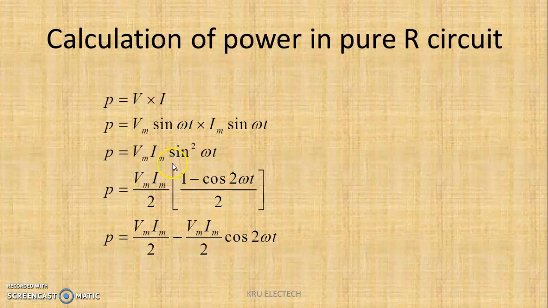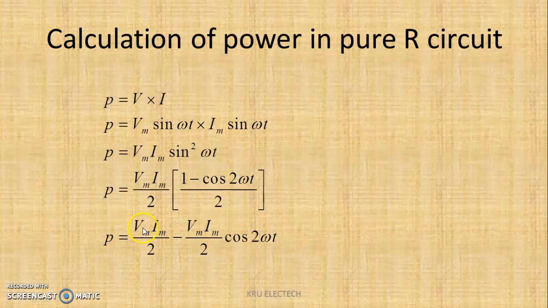Next, instead of sin square theta, you can write (1 minus cos 2 theta) divided by 2. So by calculating, the final equation of power is Vm Im divided by 2 minus Vm Im divided by 2 into cos 2 omega t. In this equation, the first part, Vm Im divided by 2, is the constant part.